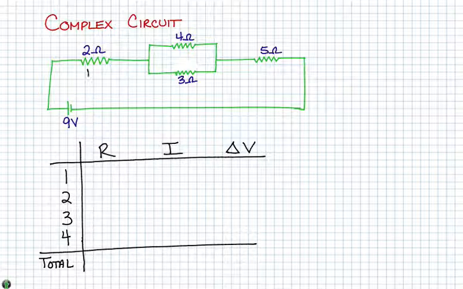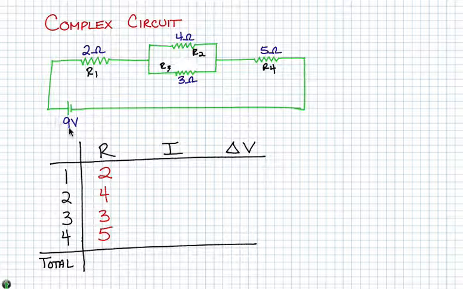We should name each resistor. So if I call this R1, R2, R3, and R4, that will allow me to keep my data nice and organized. So my first resistance is 2, my second resistance is 4, my third resistance is 3, and my fourth resistance is 5 ohms. Now the total becomes a little bit more difficult. Before we do that, we should also note that the total voltage for the entire circuit is 9 volts.